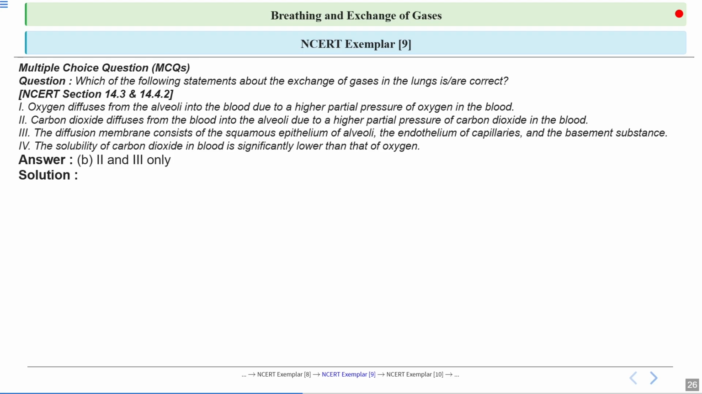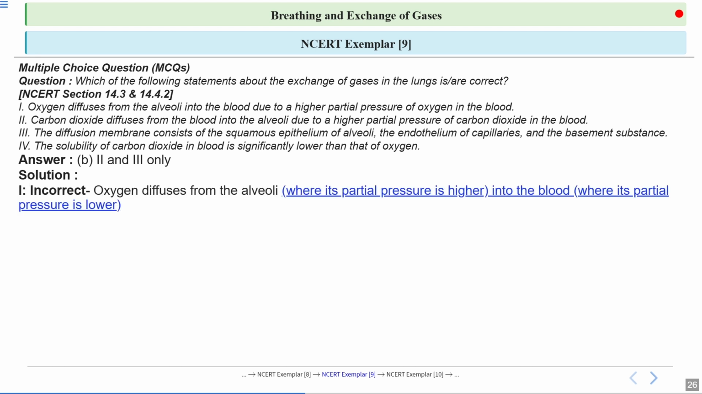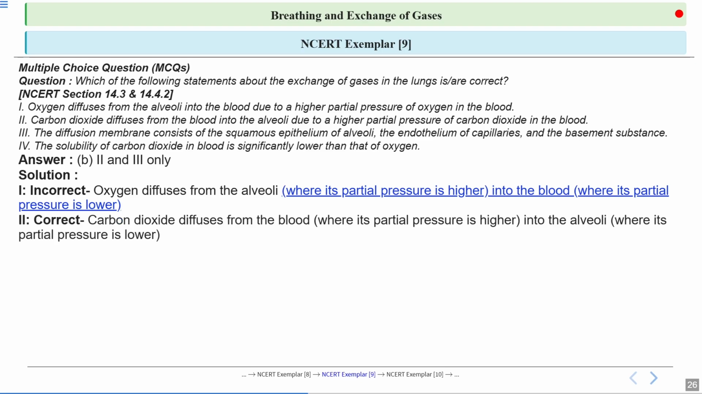So option B is correct. Second statement and third statement are correct. First one, oxygen diffuses from the alveoli where its partial pressure is higher into the blood where its partial pressure is lower. This is incorrect, right? Oxygen diffuses from alveoli into the blood, yes, it is correct. But regarding the partial pressure, it is incorrect. Correct one: carbon dioxide diffuses from the blood where its partial pressure is high into the alveoli where its partial pressure is lower. That is the correct one.